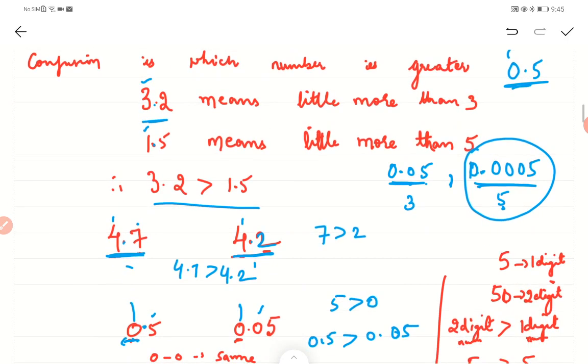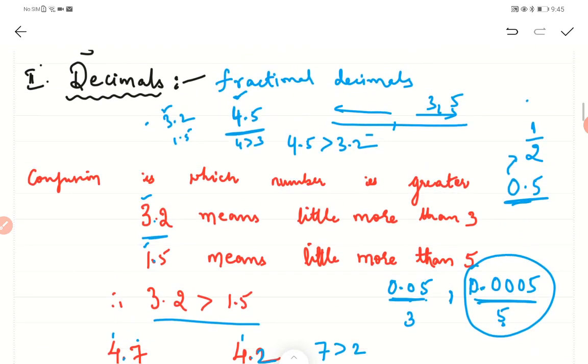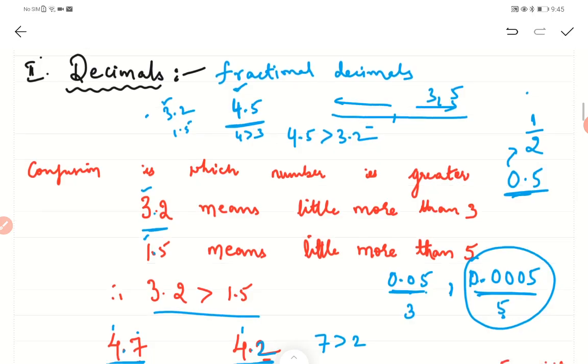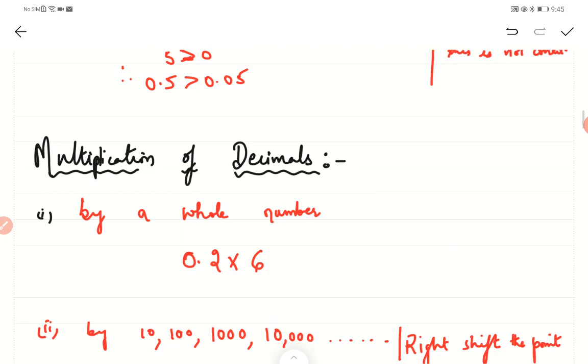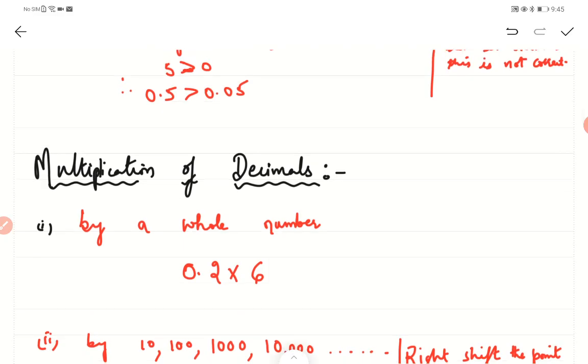All right, so we had seen how to compare decimals, which is greater, which is smaller, isn't it? Now today let's see multiplication of decimals, how to multiply using decimals. When you have a decimal, first let's see the decimal multiplied by a whole number. We have an example here. I took 0.2 multiplied by 6.